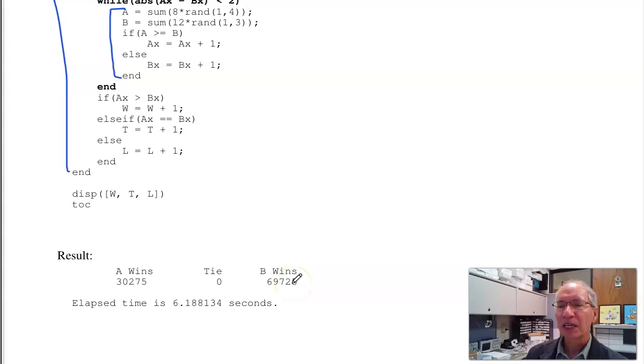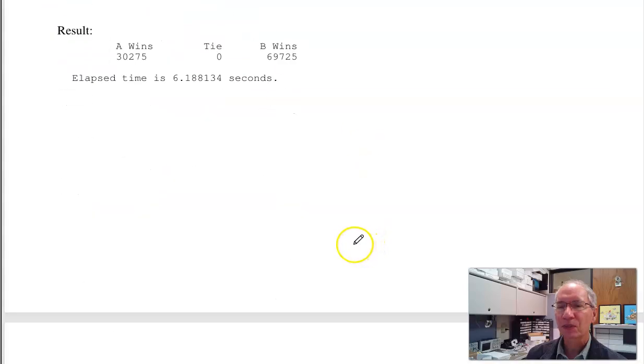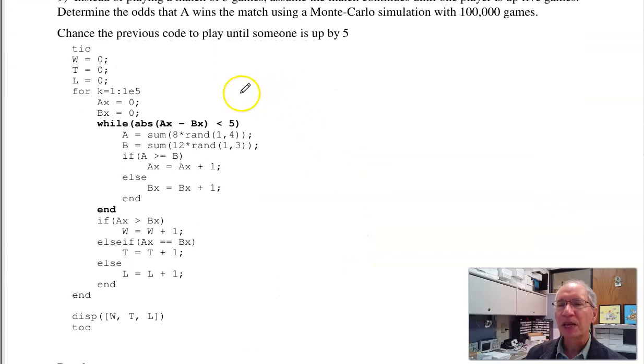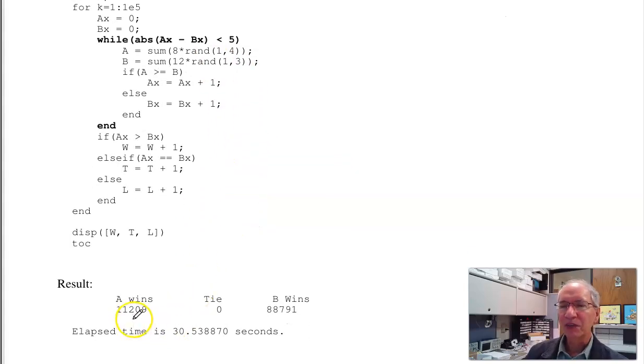If I want to make it a win by 5 match, all I do is change this number. So win by 5 match, keep on playing until somebody is up 5 games, or down 5 games. Repeat, same code runs, and A wins 11% of the time.